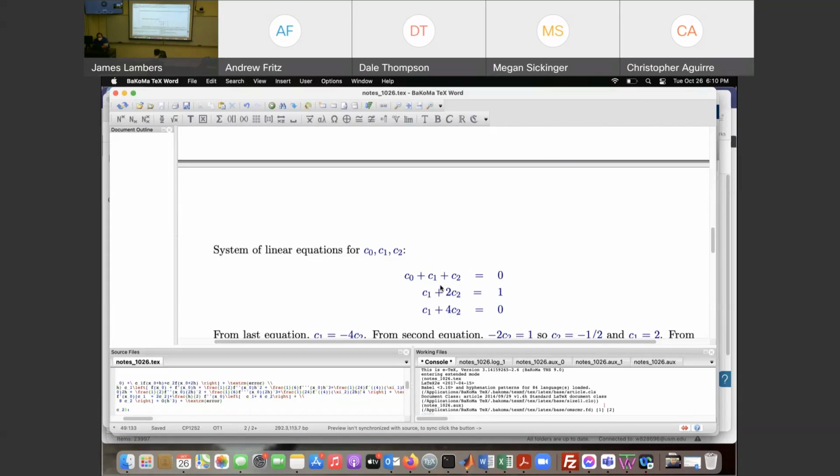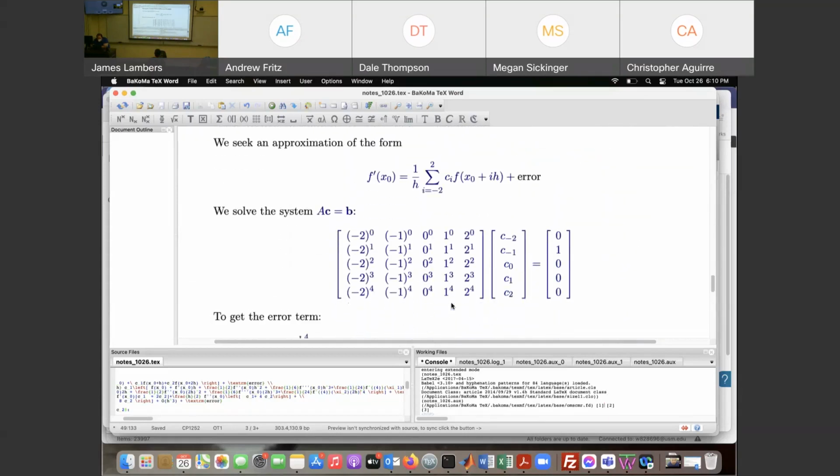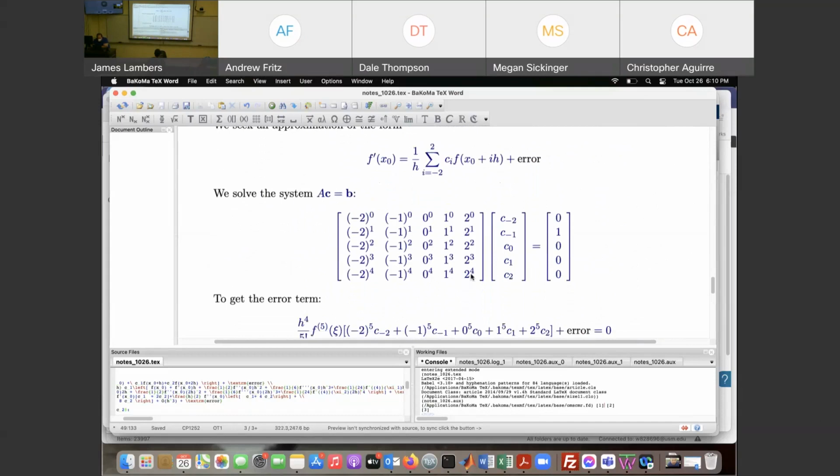Or the column corresponding to x naught plus 2h, which in this case is the third column. But for this example, fifth column. So, just for instance, if we had x naught minus h, x naught, and x naught plus h, in that case we would have powers of respective coefficients? Yeah.